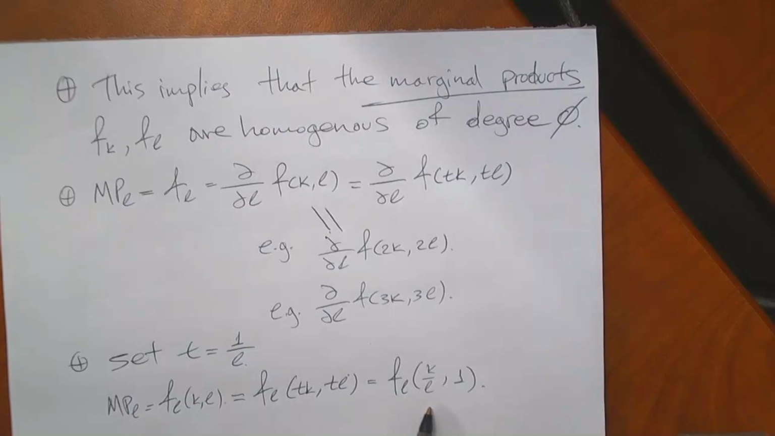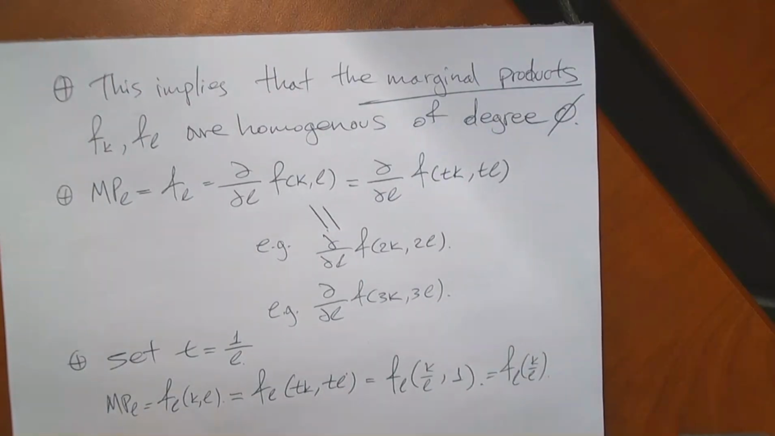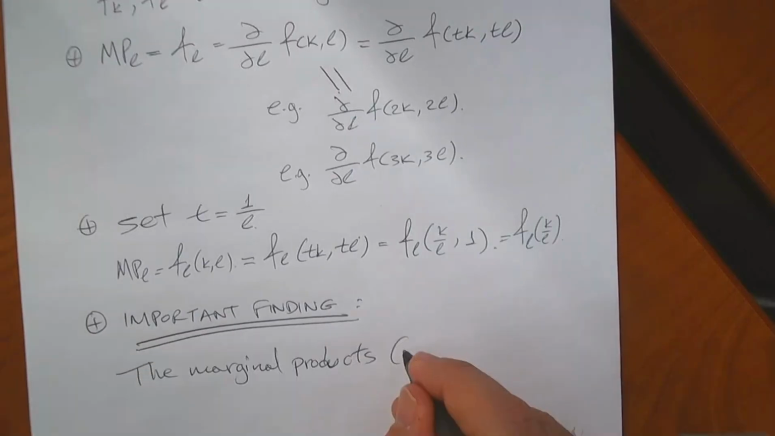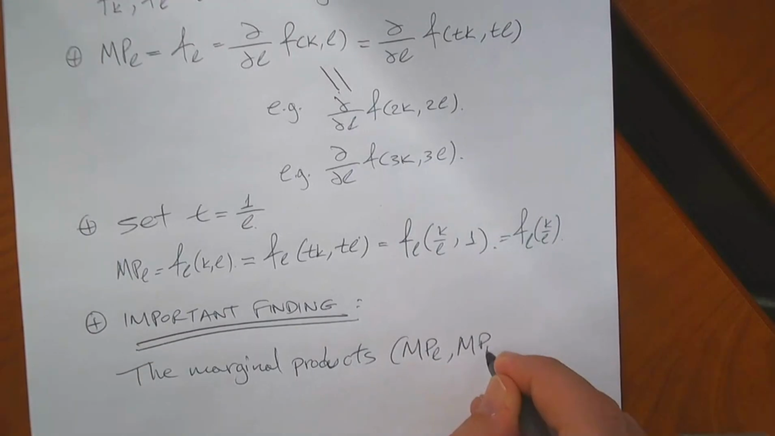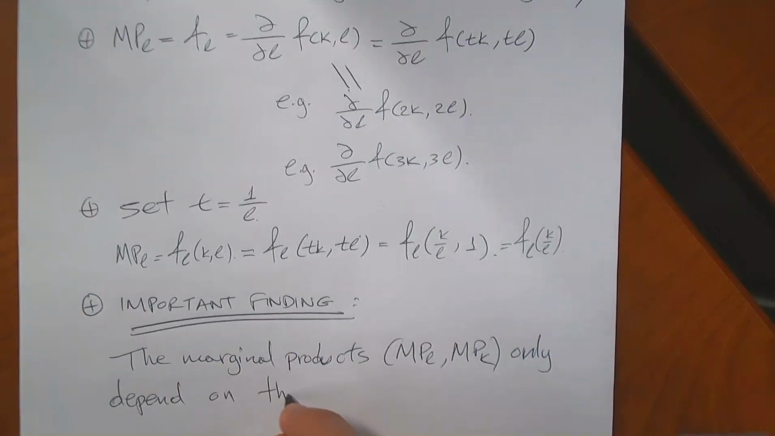So in this functional form, if one of the arguments has become 1, we can express this as a single argument function, K over L. So, important finding. The marginal products, that's going to be the marginal product of labor and the marginal product of capital, only depend on the capital to labor ratio.